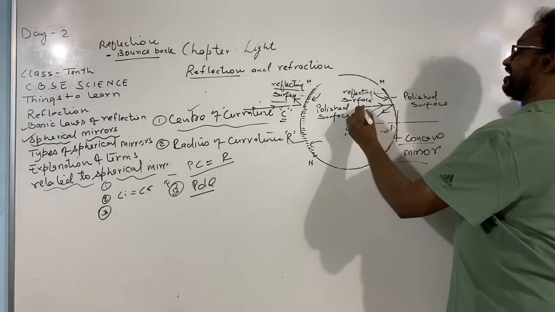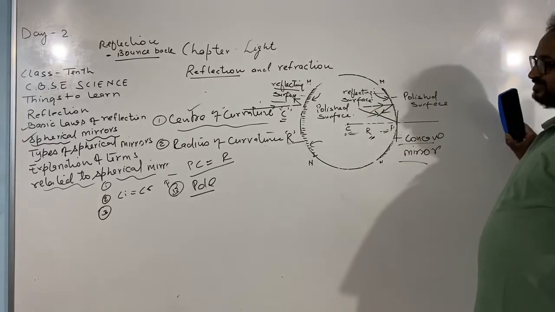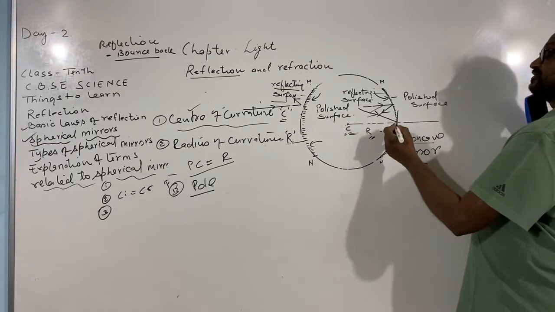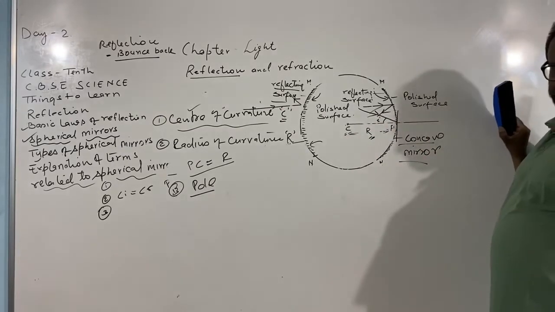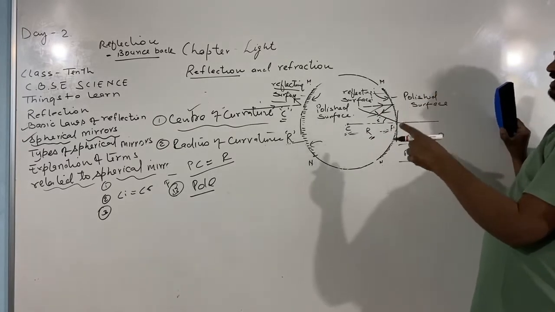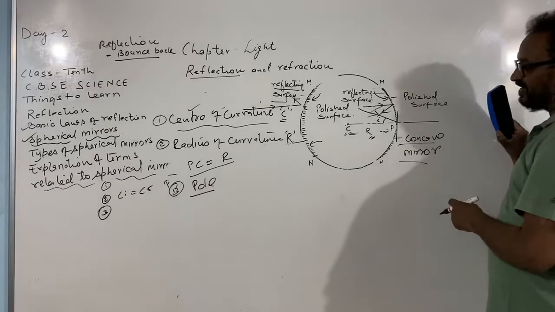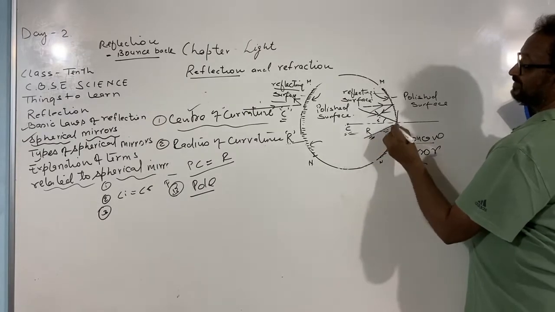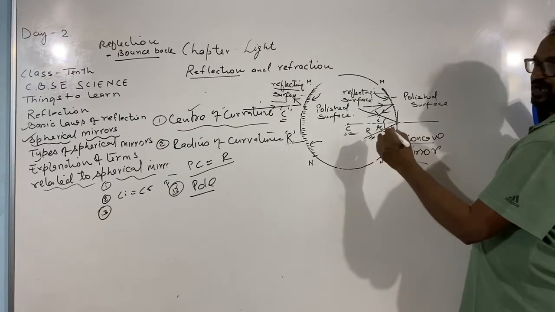Now if a ray of light strikes the mirror at P, then the angle between the incident ray and CP, which is a normal, is the angle of incidence. According to the laws of reflection, the angle of incidence is equal to the angle of reflection. Obviously, this ray of light will reflect in such a way that the angle of incidence is equal to the angle of reflection.